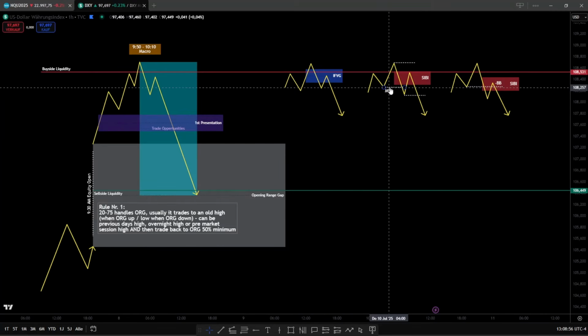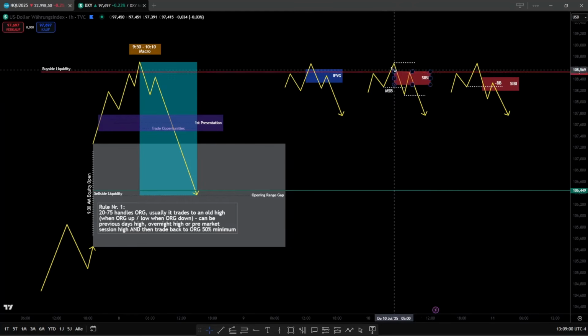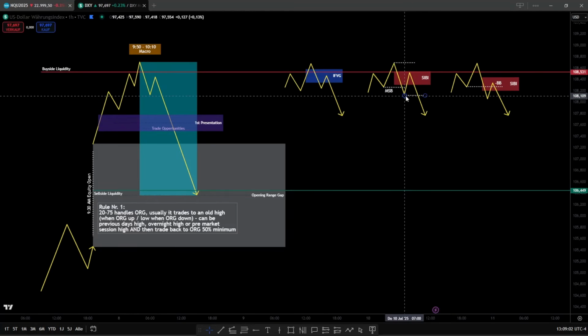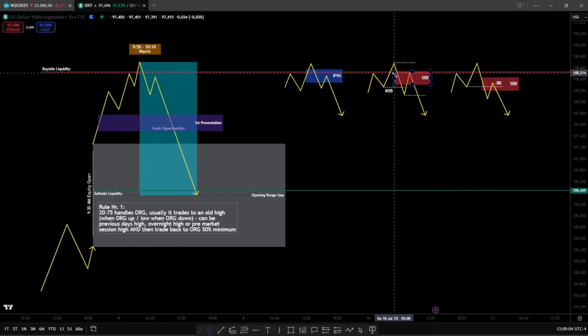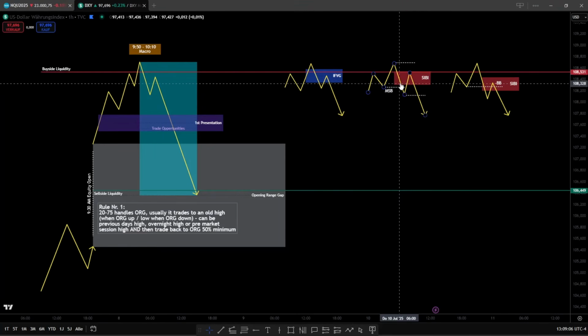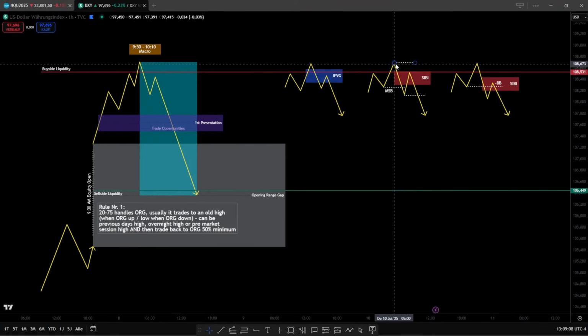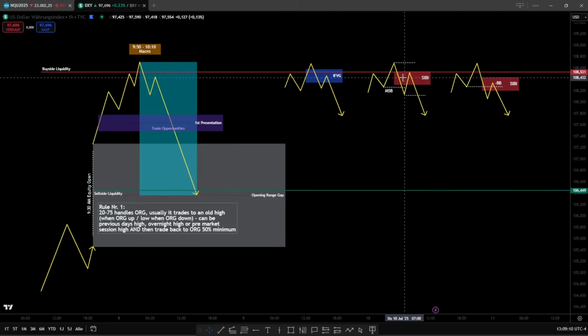We also have the typical market structure break to the downside and SIBI inside the premium range from this high to this low. So you have a market structure break, a SIBI or bearish fair value gap, and it's sitting at the 50% of that high and that low or above. And you can use this as an entry.